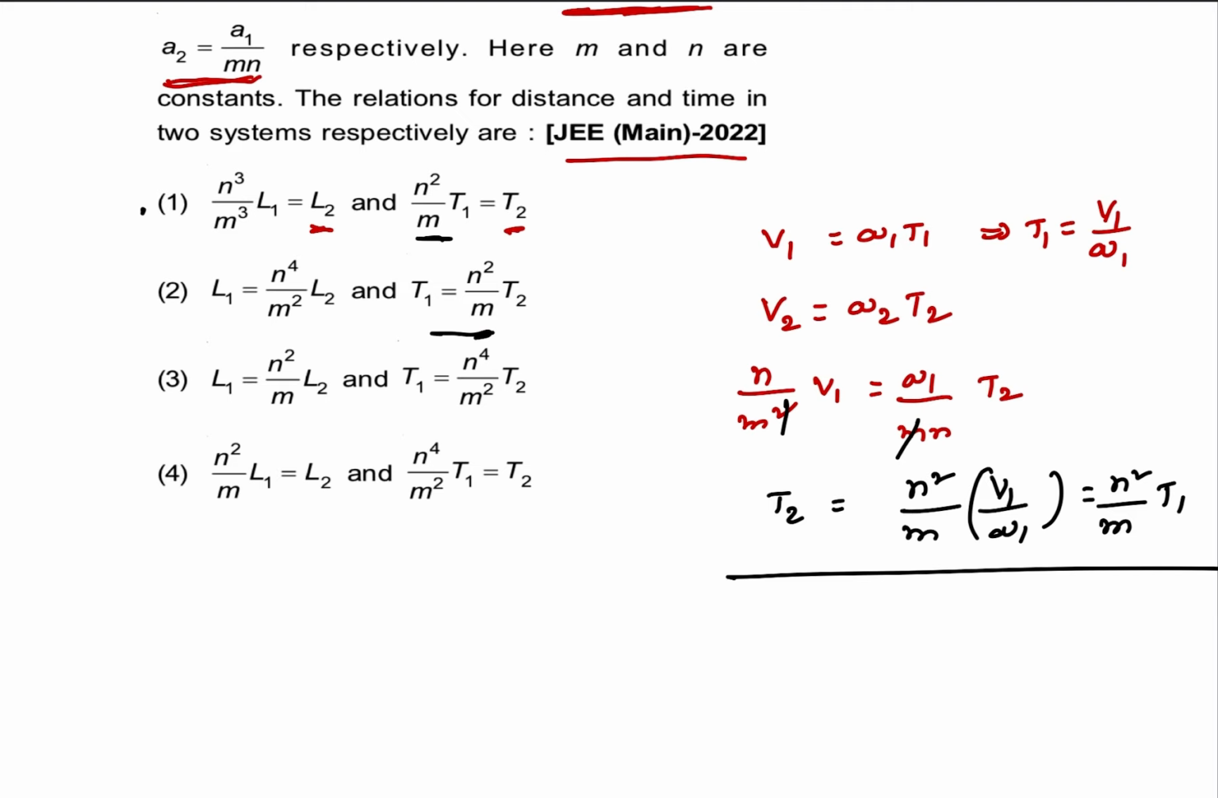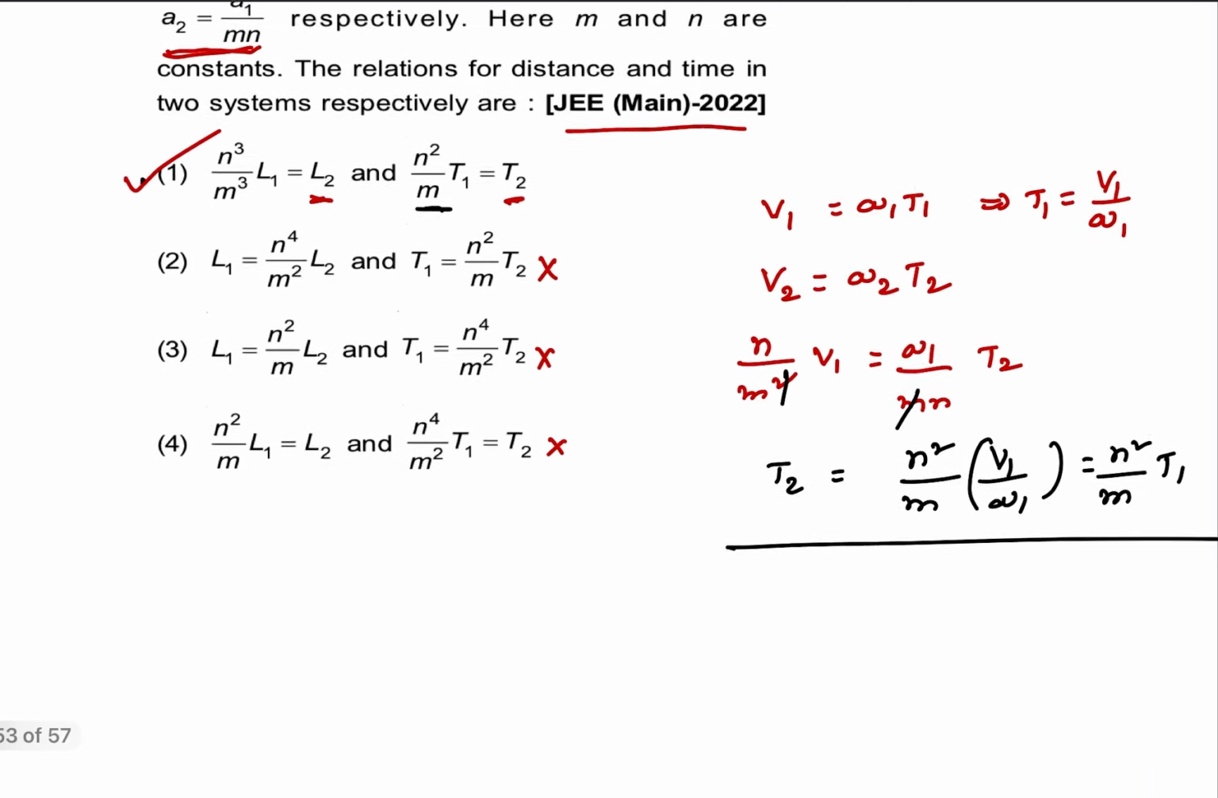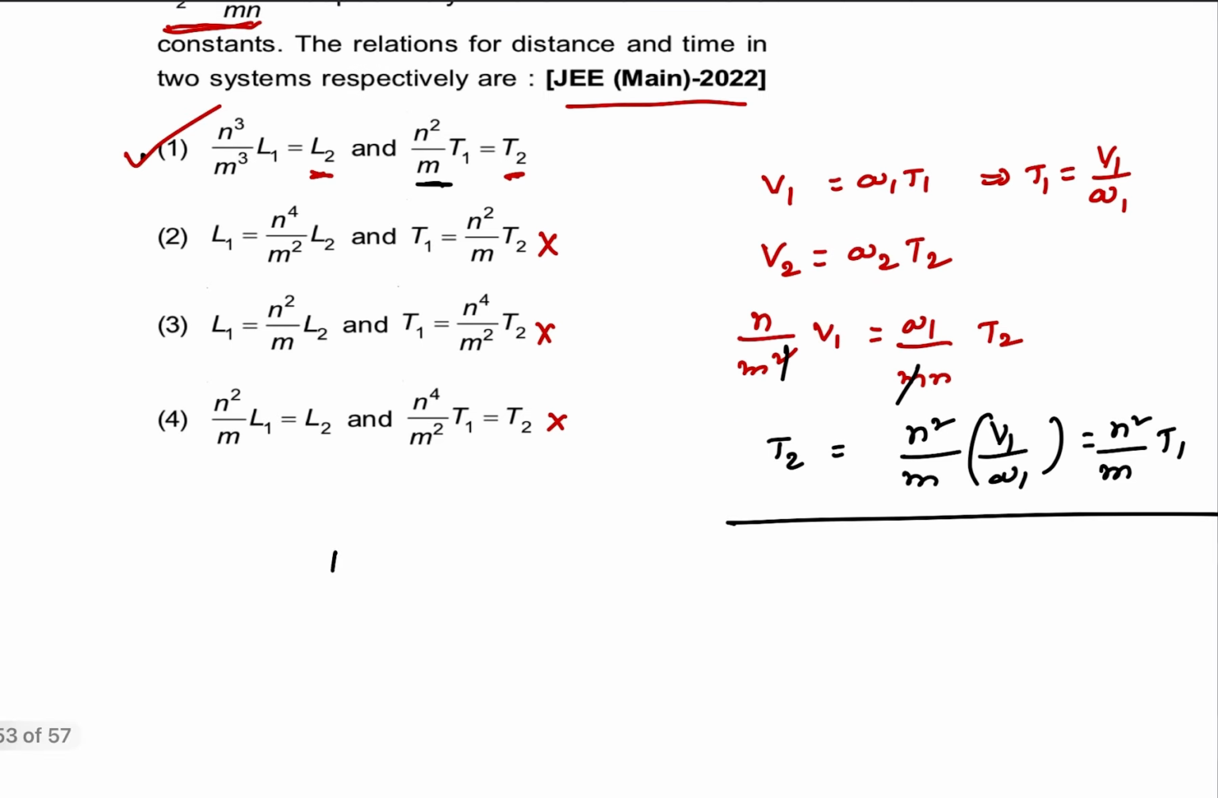So you can see where n square by m is there. In the first option n square by m is there. In the second option n square by m into T2 by T1 is there, so the second option is wrong. Next, T2 is equal to... this is wrong, this is wrong. Only the first option is correct. We can check the remaining also.